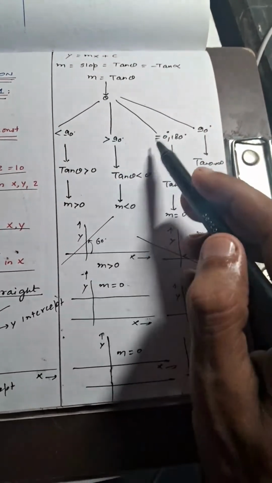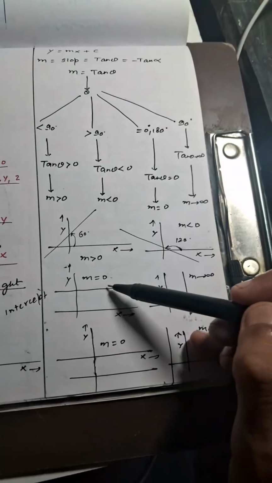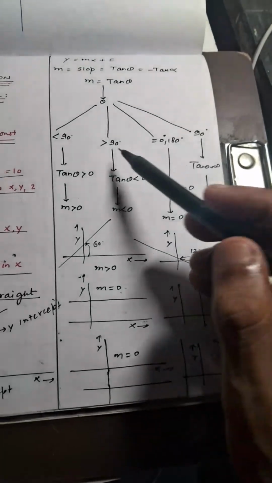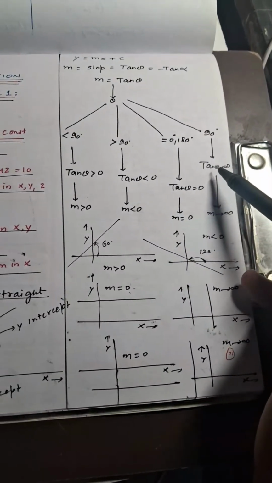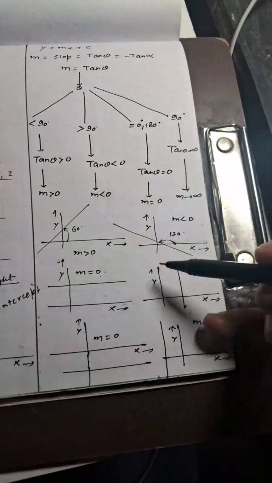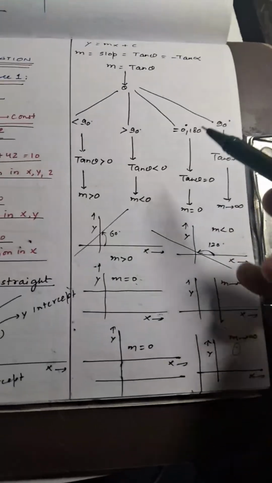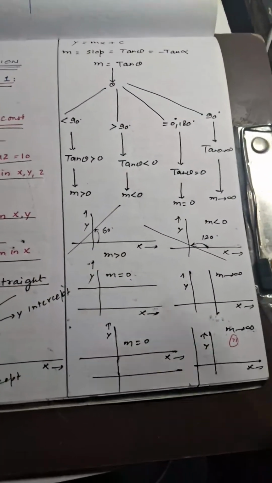In the third case, if theta is 0 or 180 degrees, tan theta will be 0, slope will be 0. So it corresponds to either this line or this line. And in the fourth case, if theta is 90, so tan theta tends to infinity, so slope tends to infinity, so it corresponds to the 2 lines like this or like this. So these are the various possibilities related to the concept of slope.